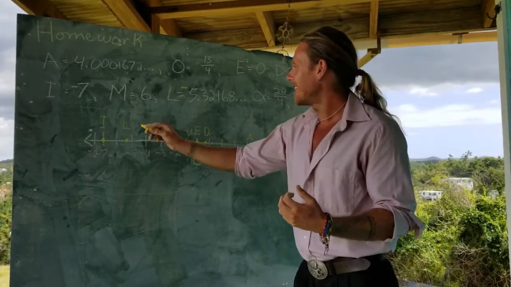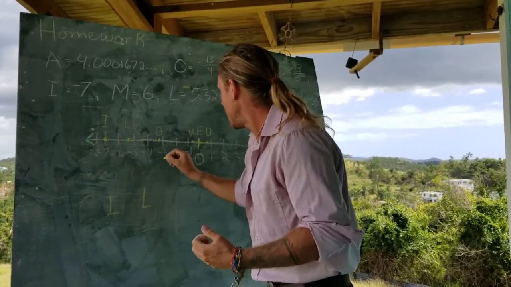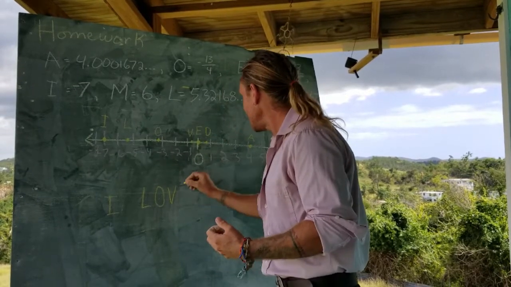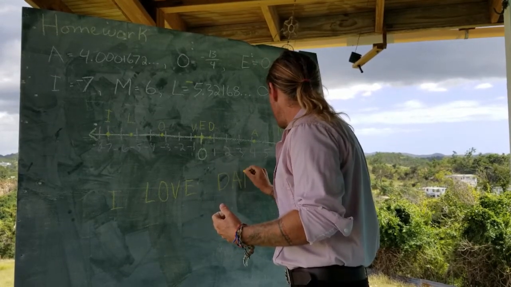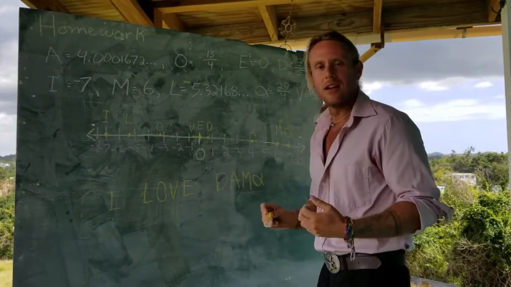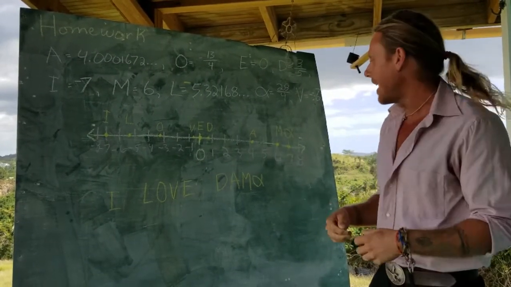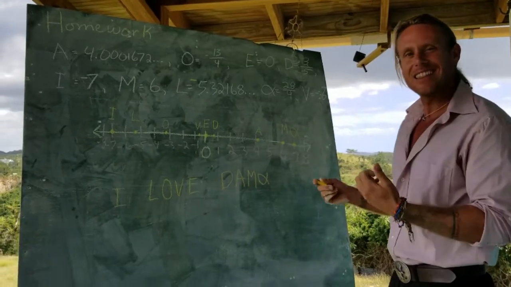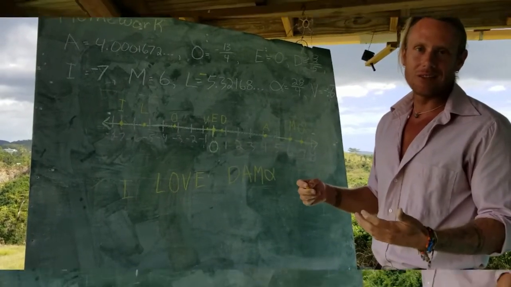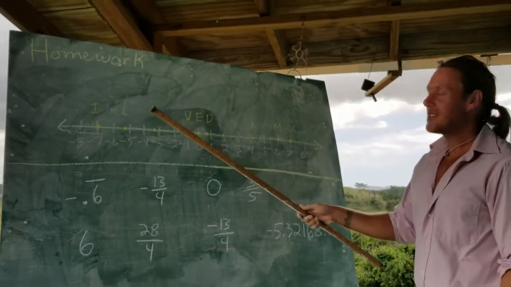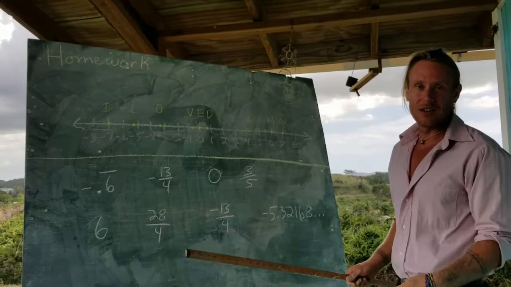Let's consider these points. I, L, O, V, E, D, A, M, and alpha. And remember, alpha is the Greek letter that phonetically sounds like our A, or the transliteration of our A. Look what it spells. I love Dhamma. This is the most important mathematical truth we will ever be able to look at in this course. All right, now that we discovered the greatest truth in mathematics, we can move on to smaller matters, the next portion of our homework assignment.